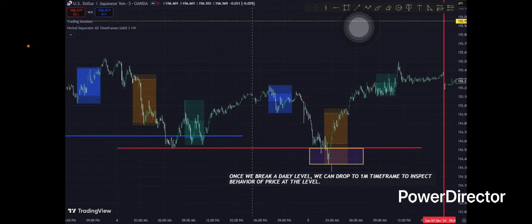It could happen the following day, right? But in this case, you can see on Friday, if we mark off daily levels, we have the previous day's low marked off. We could mark off the previous day's high, right? But we can see that in London, we have broken out of the previous day's low. And once that happens, you can feel comfortable to drop to a lower time frame, like a 1-minute time frame, to inspect the behavior of price at the level.